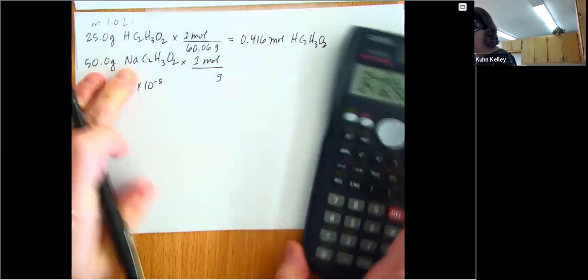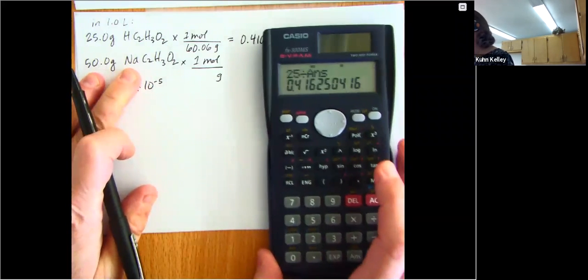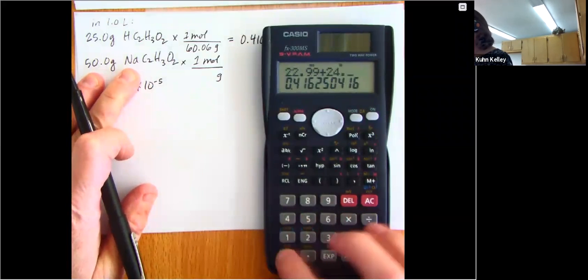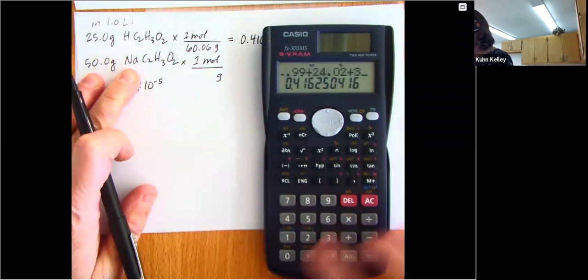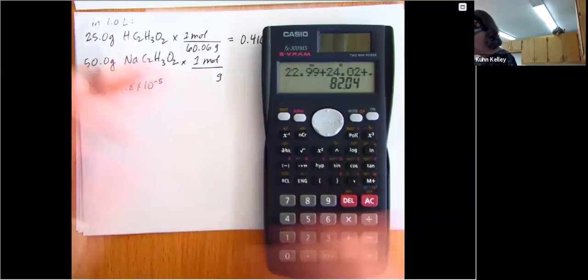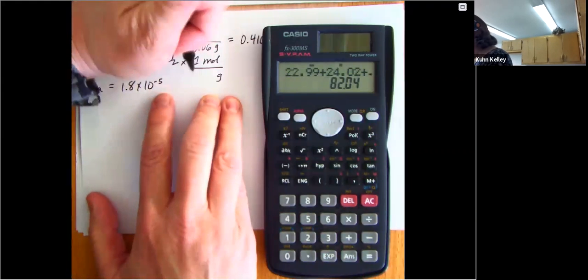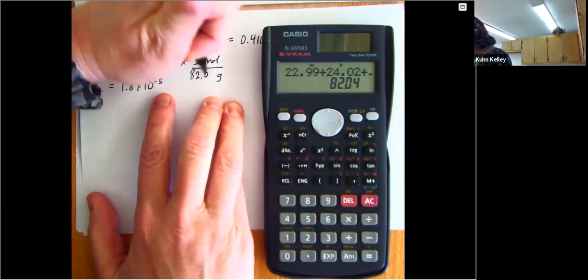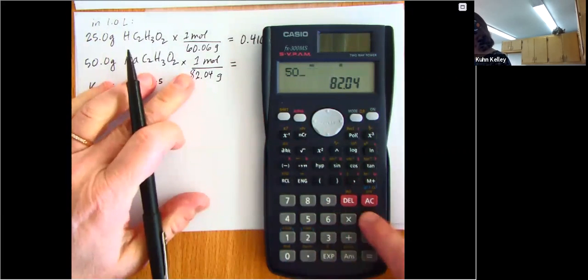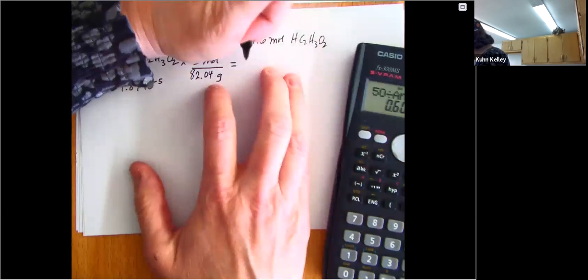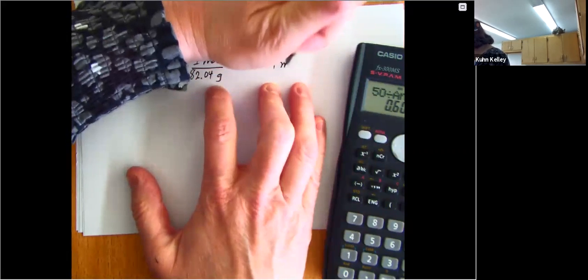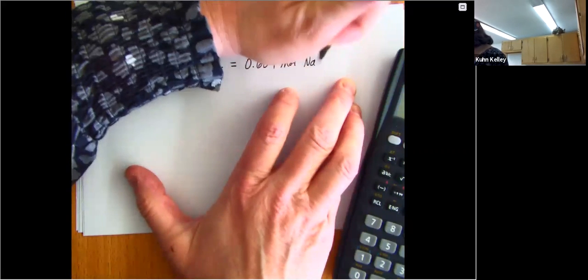And then once again, I'm also going to want to add up the molar mass of sodium acetate. So 22.99 is sodium. 2 carbons would be 24.02. 3 hydrogens would be 3.03, plus 2 more oxygens is 32. So my molar mass of sodium acetate is 82.04. If I take my 50 grams times 1 divided by that molar mass, I find out that I have 0.609 moles of my sodium acetate.